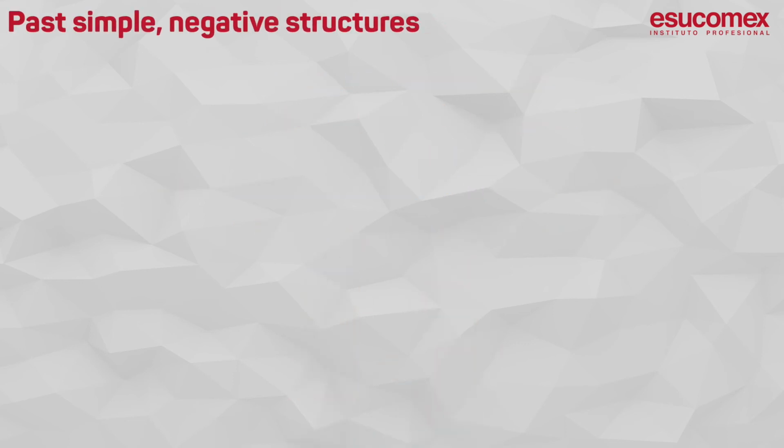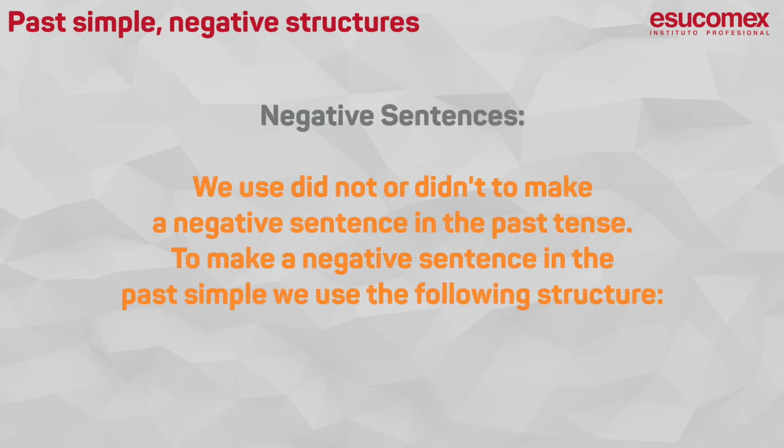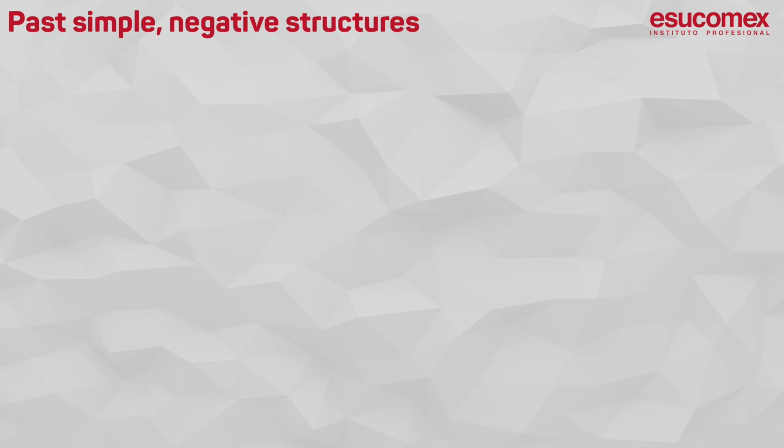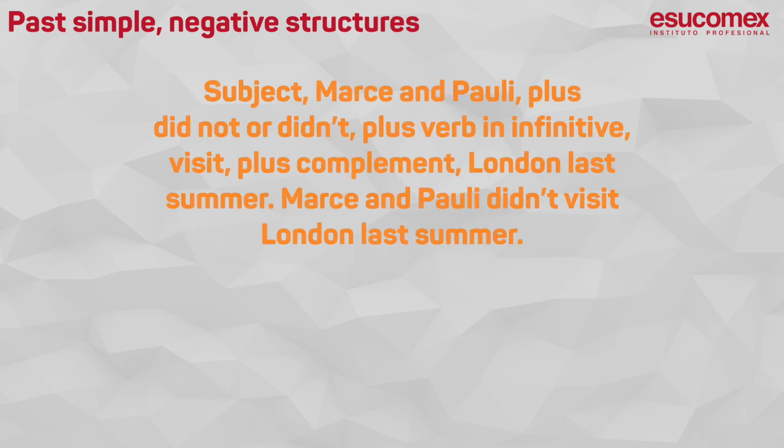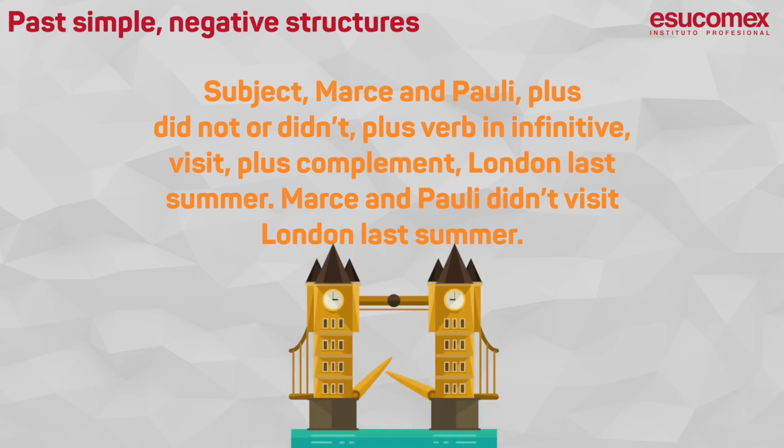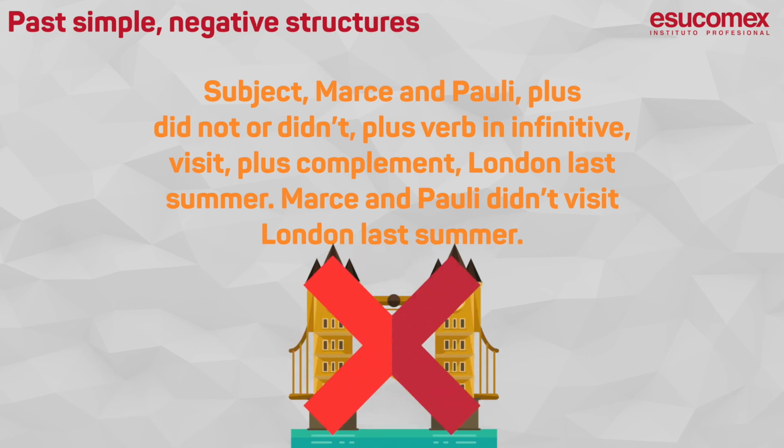Past simple negative structures. Negative sentences. We use did not or didn't to make a negative sentence in the past tense. To make a negative sentence in the past simple, we use the following structure. Subject, Marce and Pauli, plus did not or didn't, plus verb in infinitive, visit, plus complement, London last summer. Marce and Pauli didn't visit London last summer.